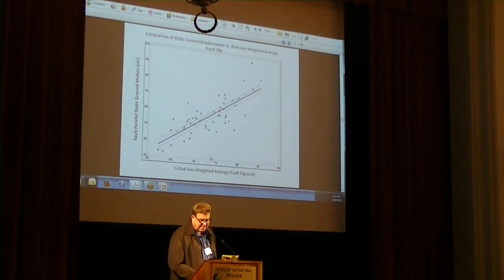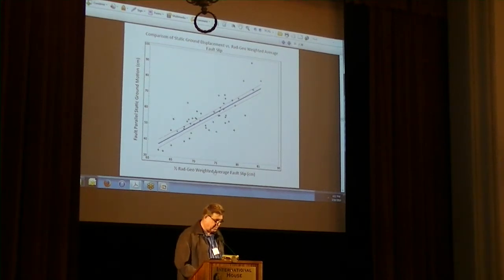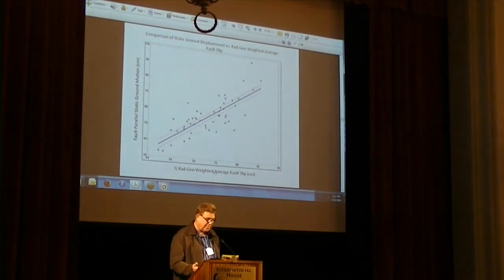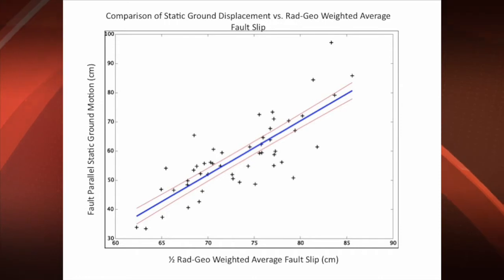Not really surprising in the sense that here we're looking at fault parallel static ground motion, and we're looking at a radiation geometrical spreading weighted average that's strongly fault parallel, dominated by the SH radiation pattern first, and then projected into those two components. It's dominated in the fault parallel component. So there's a relationship between fault slip in this relatively small area of the fault closest to the station and the static ground motion.